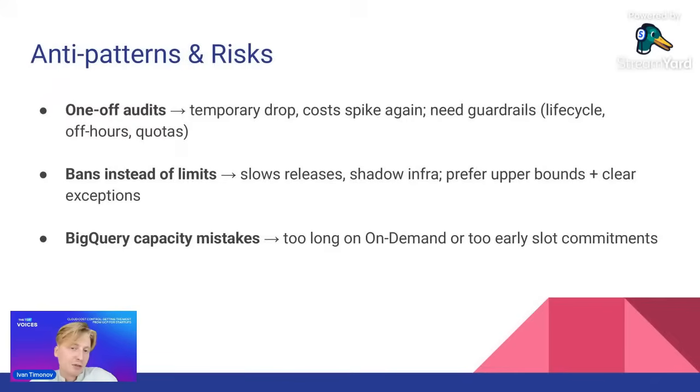Bans instead of limits. A policy of "you can't do anything." For example, banning GPUs or forbidding new nodes slows down product work and creates workarounds. What you actually need are upper limits with transparent exceptions, not blanket prohibitions. The risk here is slow releases and the rise of shadow infrastructure. The sign is obvious: more manual approvals and surprise resources without labels or owners.